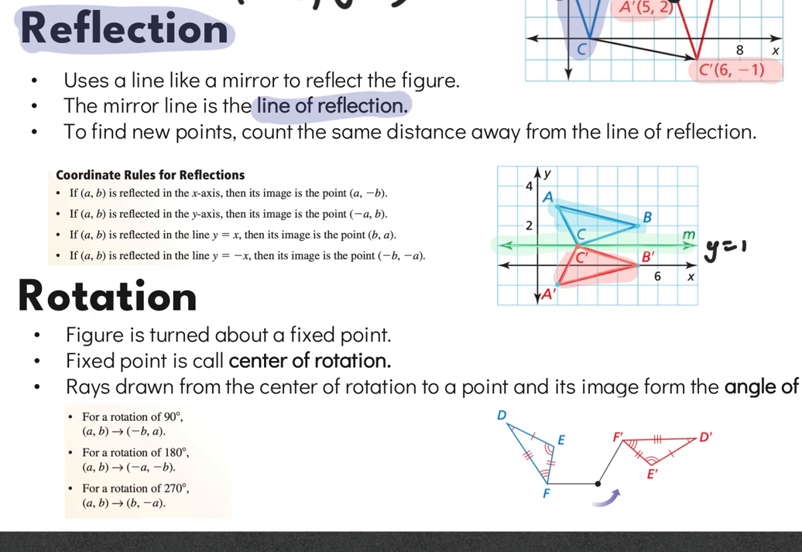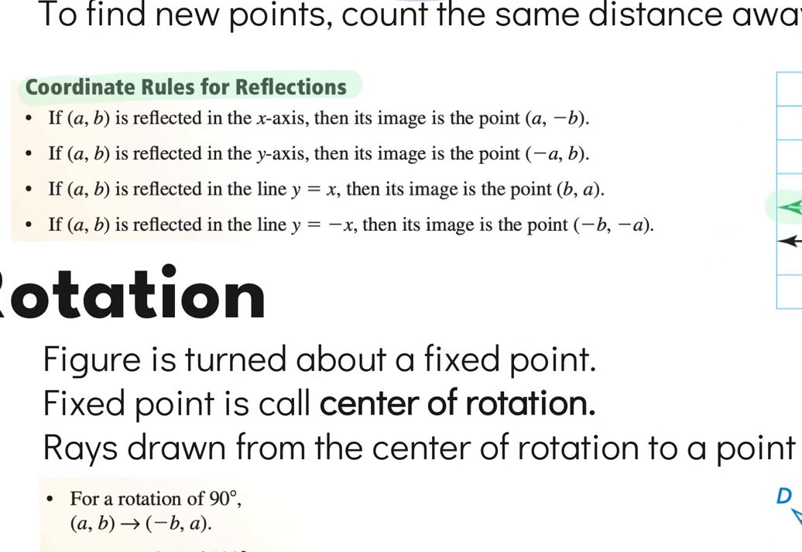There are actually coordinate rules for specific reflections. If it is said that a coordinate point (a, b) is reflected over the x-axis, then we take its coordinate point and change the sign on the y coordinate. So notice the a stayed the same sign, which is the x coordinate, but the y we change the sign on. That's when it's reflected over the x-axis.